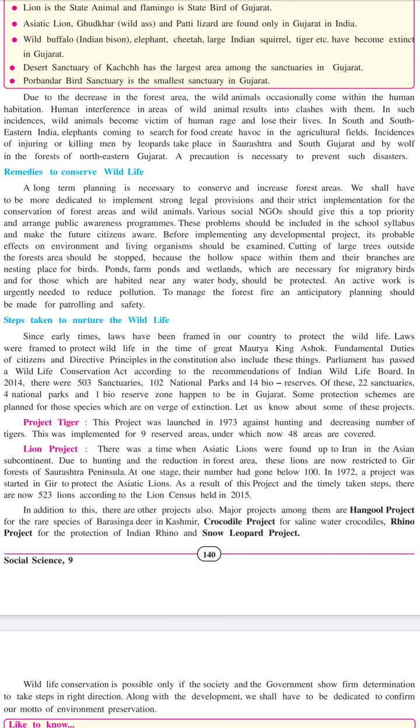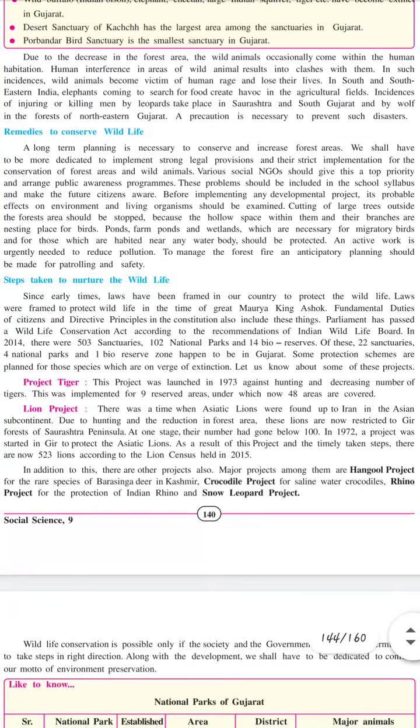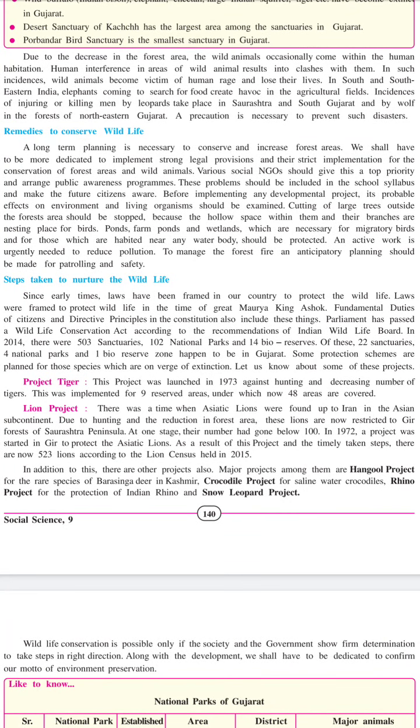And also there should be a person who looks after the wild animals in the forest, so that people are not getting inside it and not causing any type of destruction to the forest areas. Some NGOs should give top priority and arrange public awareness programs, and also the cutting of large trees outside the forest and inside the forest should be stopped. And the animals which are living in the farms, in the ponds, in the wetlands, especially the migratory birds which come from different countries and find their habitat in our country, should be protected.